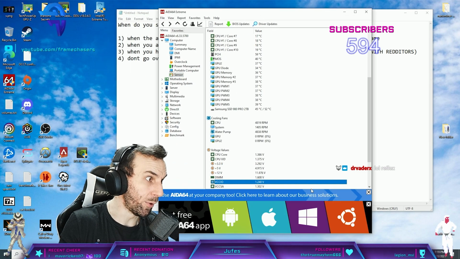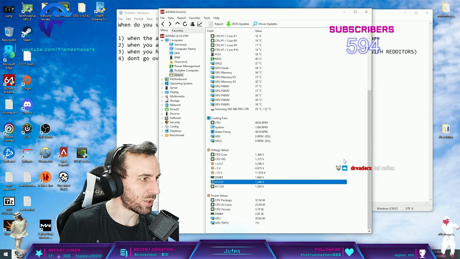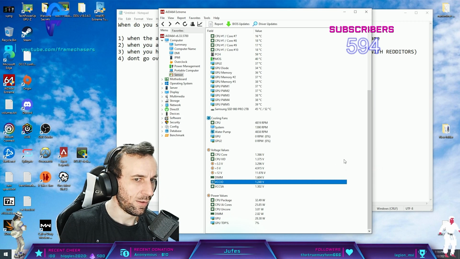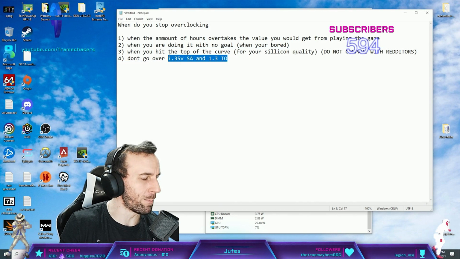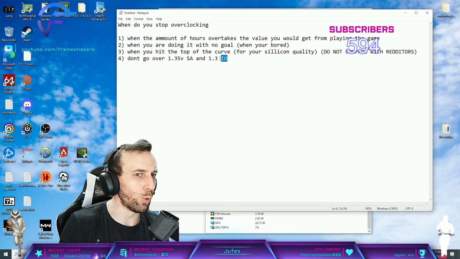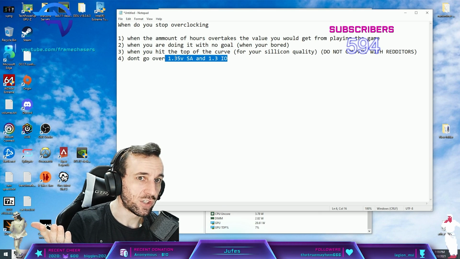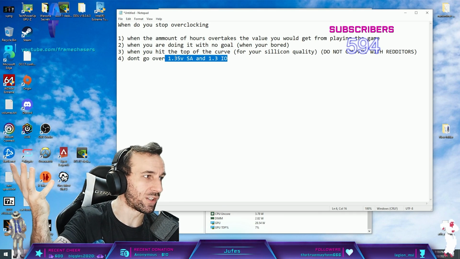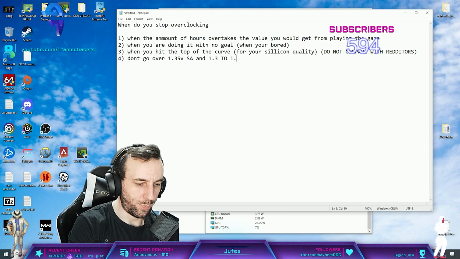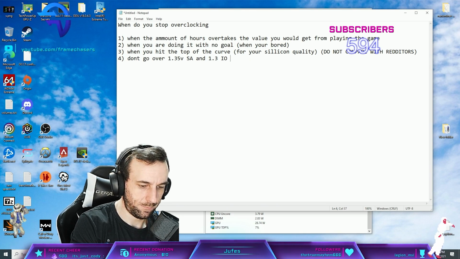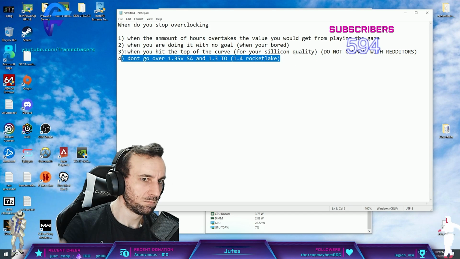My IO is 1.24. What frequency numbers are you trying to aim for here? You're not trying to hit 5,000 megahertz on memory speed, okay? You literally never have to go more than this. Never. To get any kind of frequency that you want on an Intel chip. 1.4 for Rocket Lake. That's it. That's when you stop.